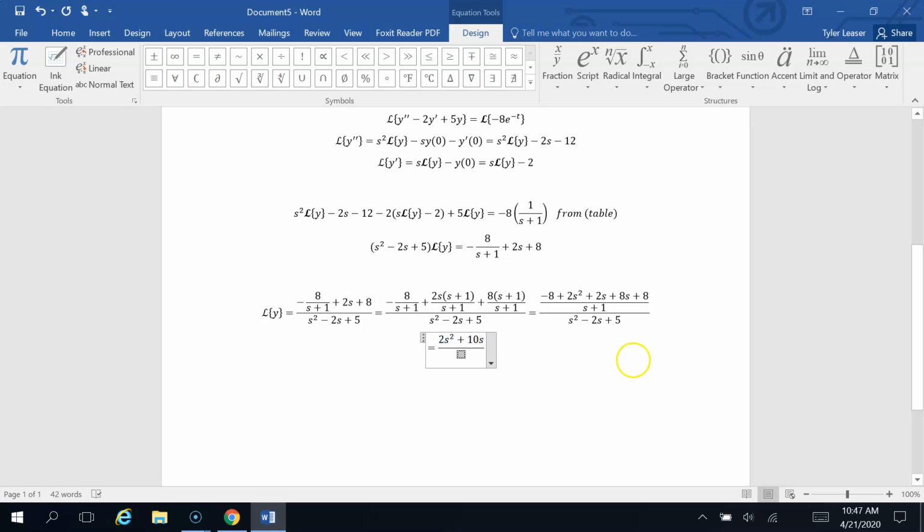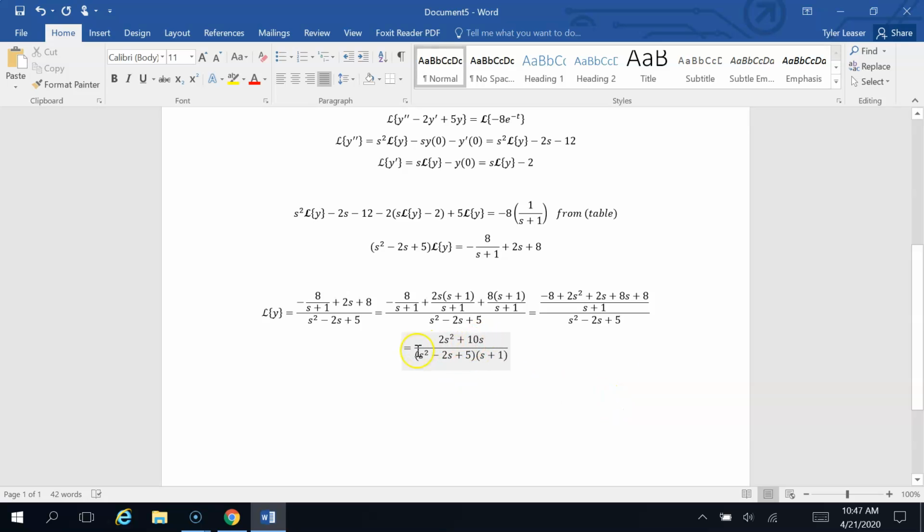In the denominator, I think all I can do is just write it like this. So s squared minus 2s plus 5, and then that s plus 1 comes down. And unfortunately, I think we're just stuck with it like this. Okay, but now, remember that we want to find the inverse Laplace transformation to actually get our solution. This does not match anything in our table, so what we're going to have to do is partial fractions.